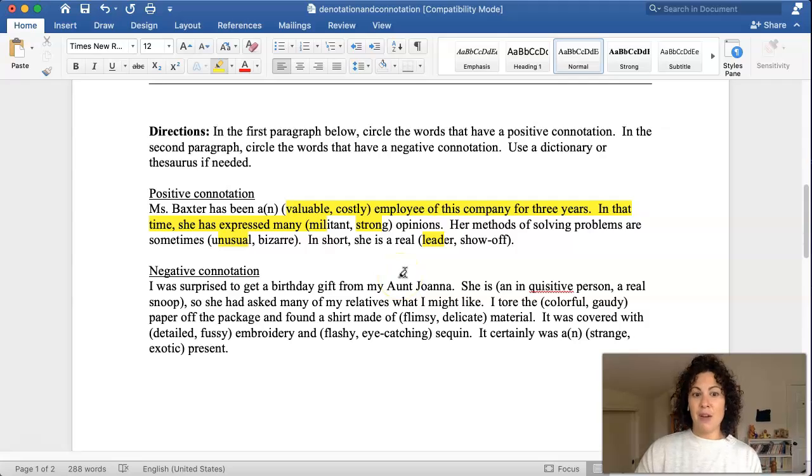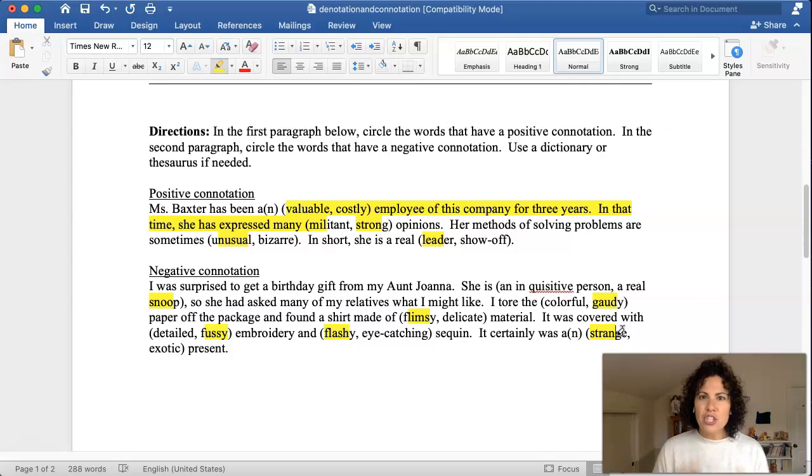Now, negative, I was surprised to get a birthday gift from my Aunt Joanna. She is an inquisitive person, right? Negative is a real snoop. She's asked many of my relatives what I must like. I tore the gaudy, right, paper package and found a shirt made of flimsy material, not delicate. It was covered with fussy embroidery and flashy sequins. It certainly was a strange present.